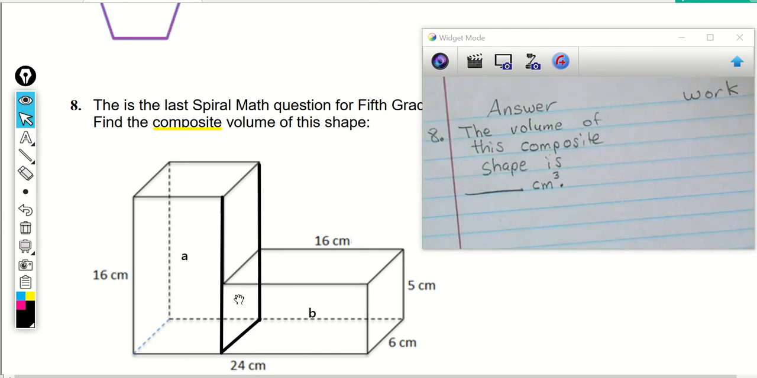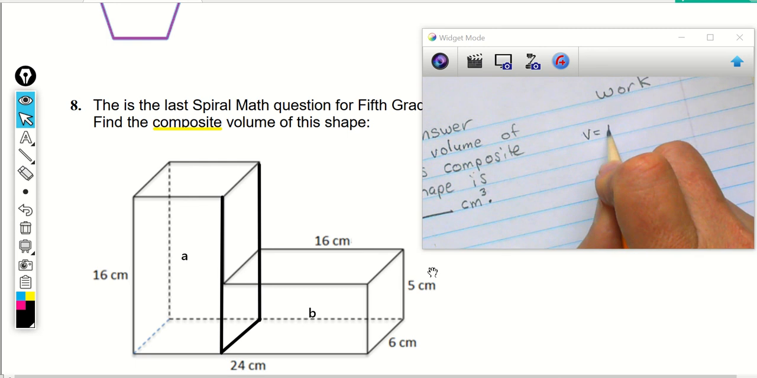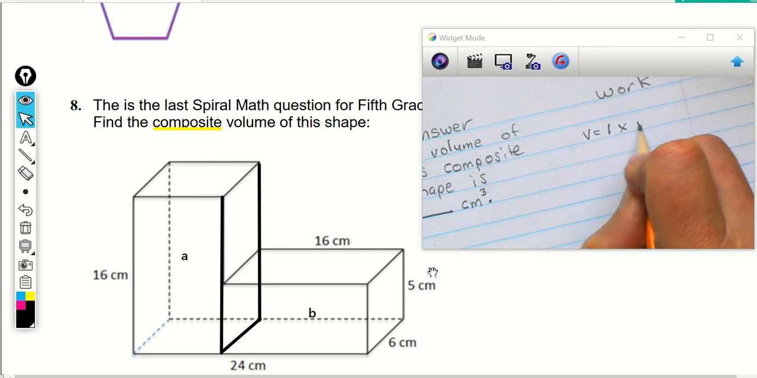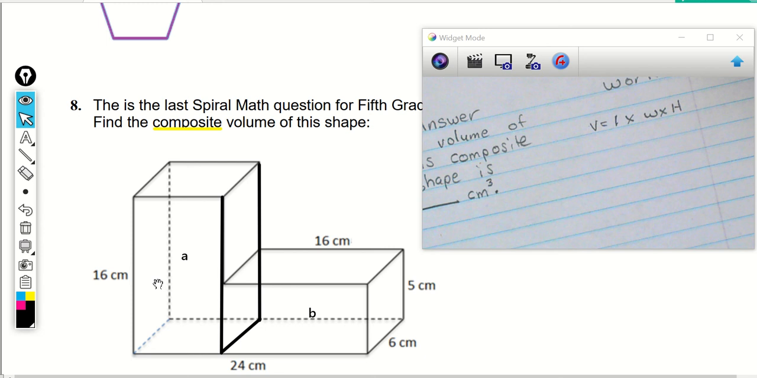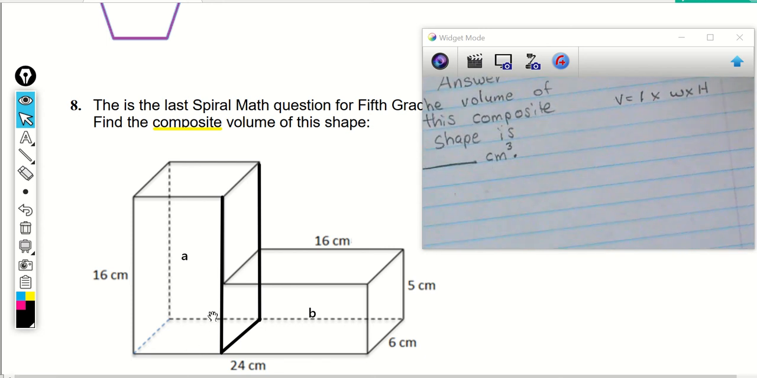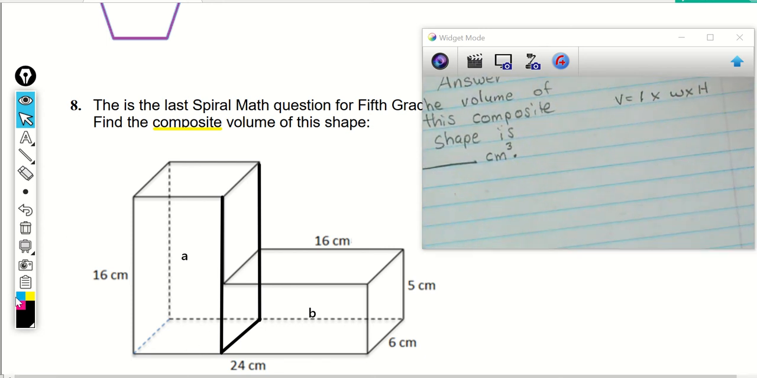We're going to be using the measurements that we have right here to help us find the volume. Now we know that the volume is always going to be length times width times height. We're going to figure out what the length, width, and height is of each one of these shapes. So first we'll start with shape A, and I'm going to use blue here to mark the length, width, and height for shape A.